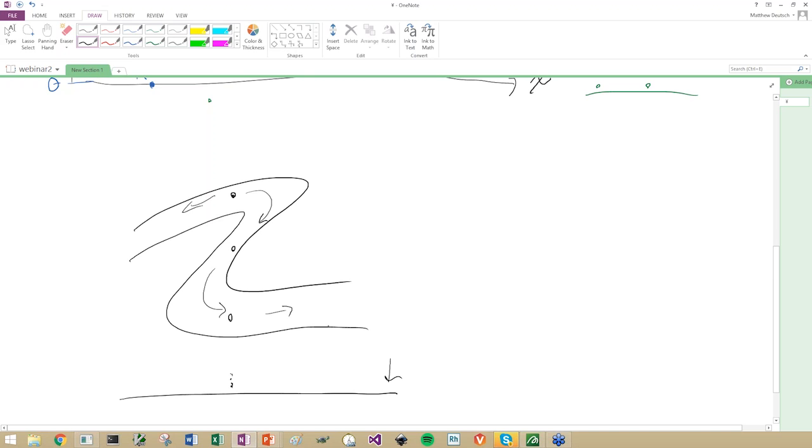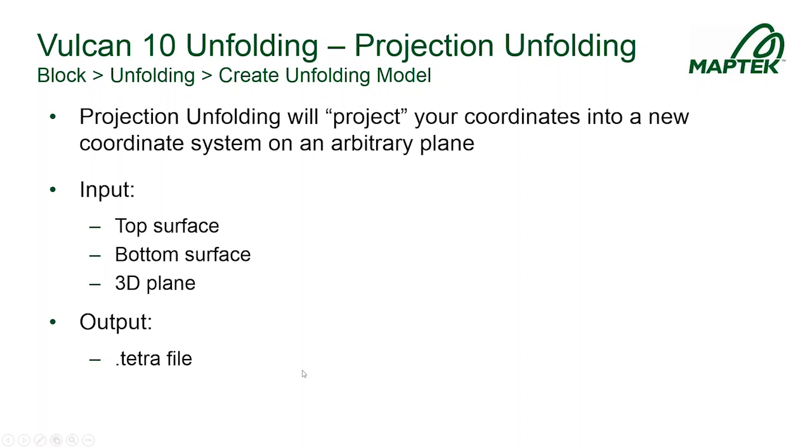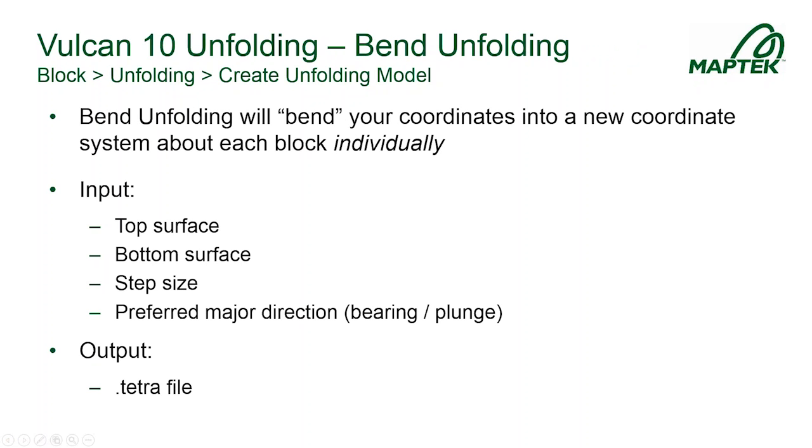And projection unfolding won't do that, but bend unfolding can. So let's jump back into our presentation here. Bend unfolding, as its name suggests, bends your coordinates into a new coordinate system about each block or point individually. Again, the input is similar: a top and bottom surface. You have to supply a step size and a major direction, and the output is the same. You get a dot tetra file, which you can then use.